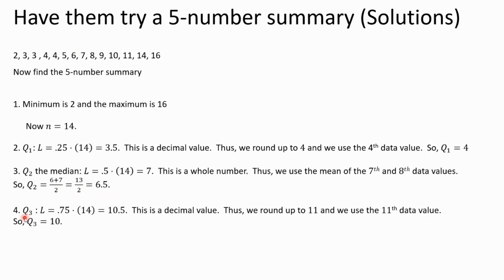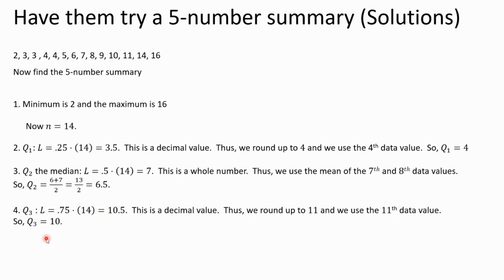Q3, okay, as you can see here, what we do now for our locator is 0.75 times 14, which is, of course, 10.5 once you do the calculation. Now, again, this is a decimal, so we round up to the next whole number. Go up to 11 in this case. That's the next whole number. The 11th data value is our 3rd quartile. So that's 1, 2, 3, 4, 5, 6, 7, 8, 9, 10, 11. So it's 10. So 10 is our 3rd quartile.